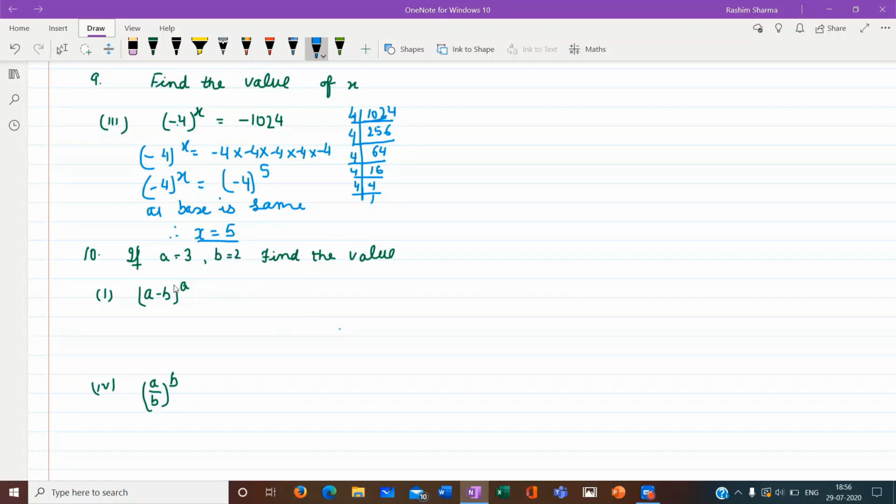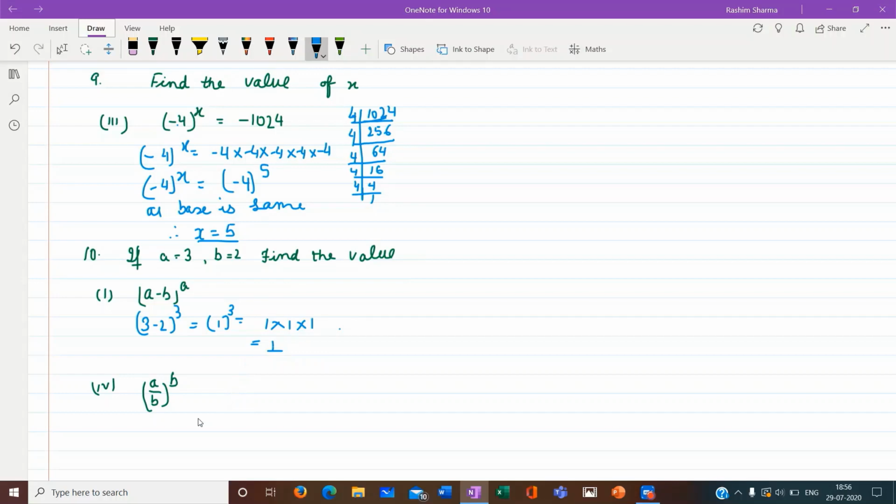Now 10th question is, if a is equal to 3, b is equal to 2, find the value of (a minus b) raised to power a. This is substitution of values. So we will put a as 3 and b as 2. Now when we solve the bracket, 3 minus 2, 1 raised to power 3 means 1 into 1 into 1. It means 1 is the answer only.